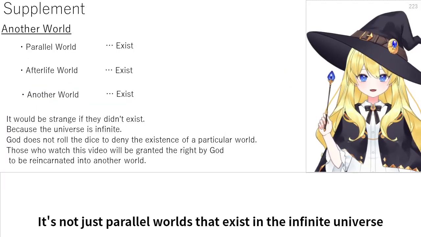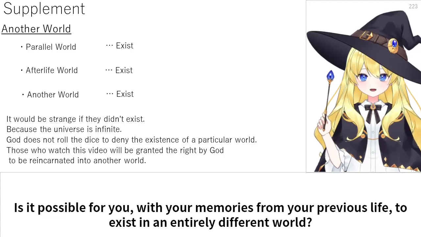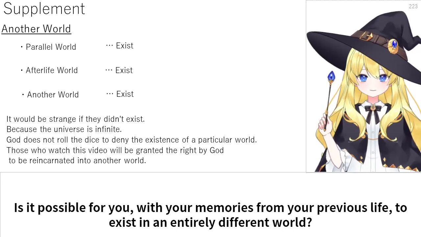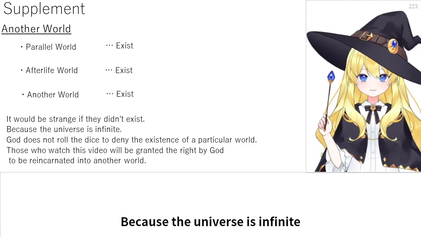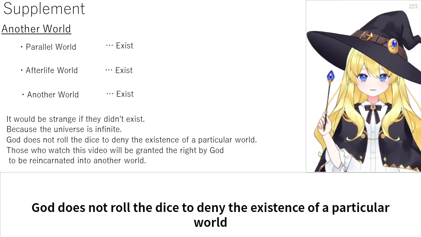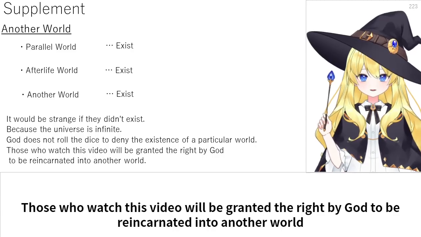It's not just parallel worlds that exist in the infinite universe. There are also afterlife and other worlds. Is it possible for you, with your memories from your previous life, to exist in an entirely different world? It would be strange if they didn't exist, because the universe is infinite. God does not roll the dice to deny the existence of a particular world. Those who watch this video will be granted the right by God to be reincarnated into another world.